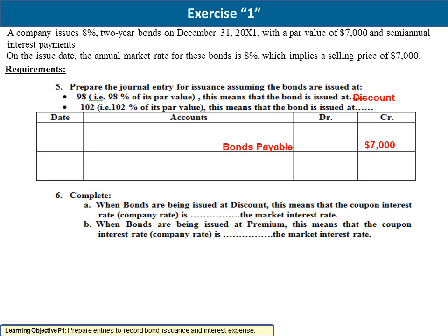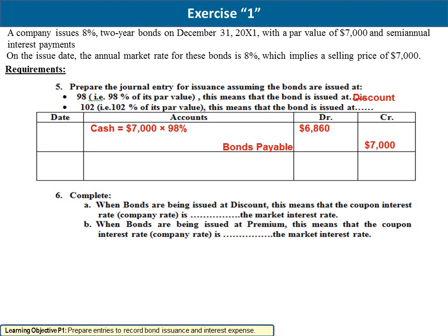On the other hand, we need to debit the cash received. The company received the issuing price. What was the issuing price? 98% of its par value. So we will calculate it by multiplying $7,000, the par value, times 98%. This means 6,860. So the company will not receive the par value, but will receive the issuing price, the cash.